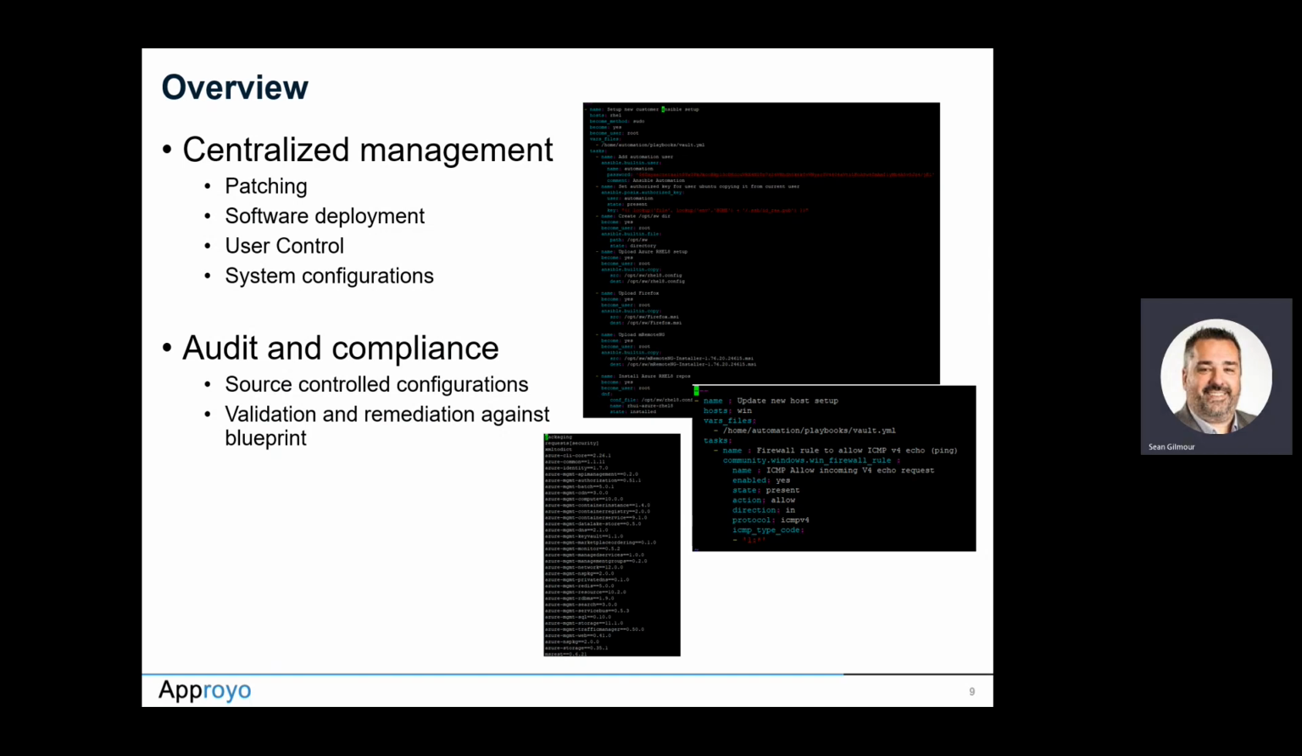We can also do audit and compliance. So most of our customers want to know what software is installed, who has access to this, what access protocols are enabled, what services and IP addresses are running, so we can pull information back and provide that to their auditing teams as well.